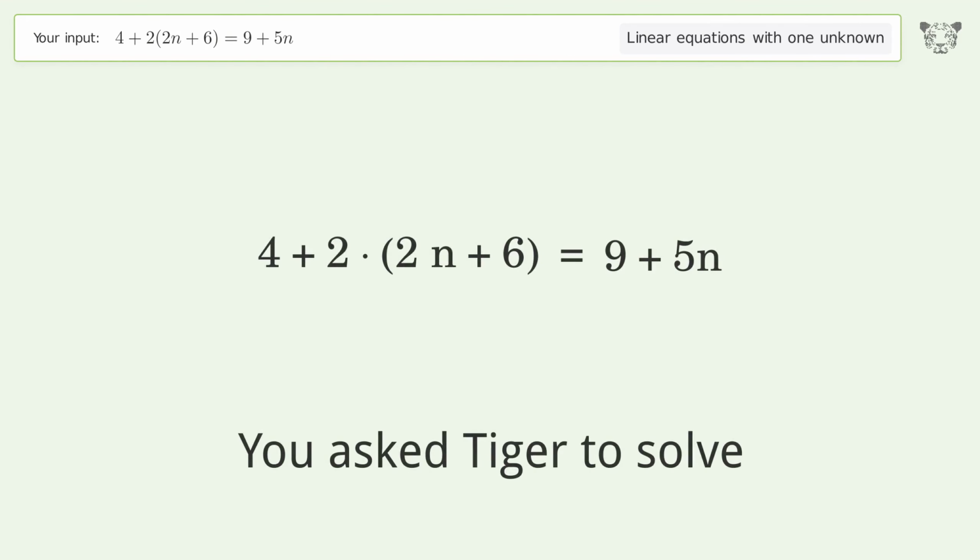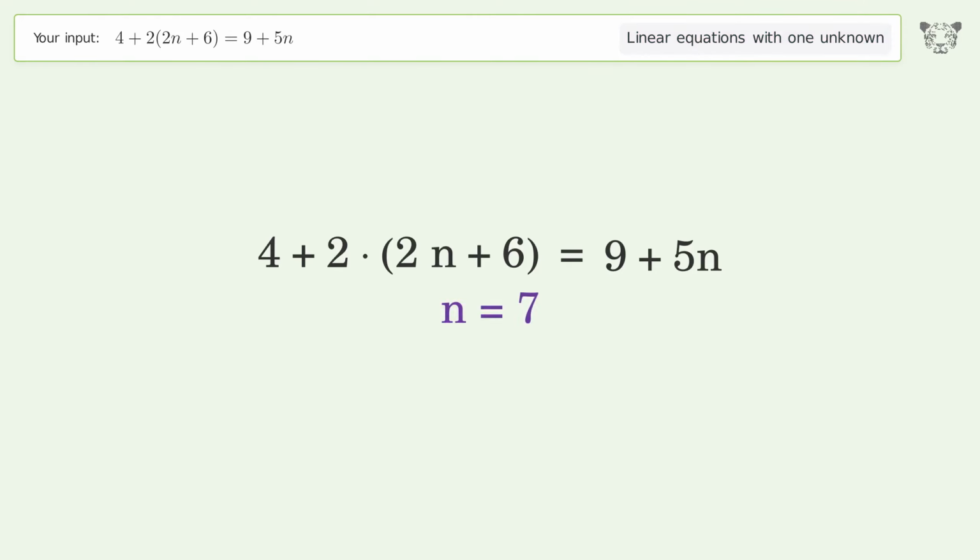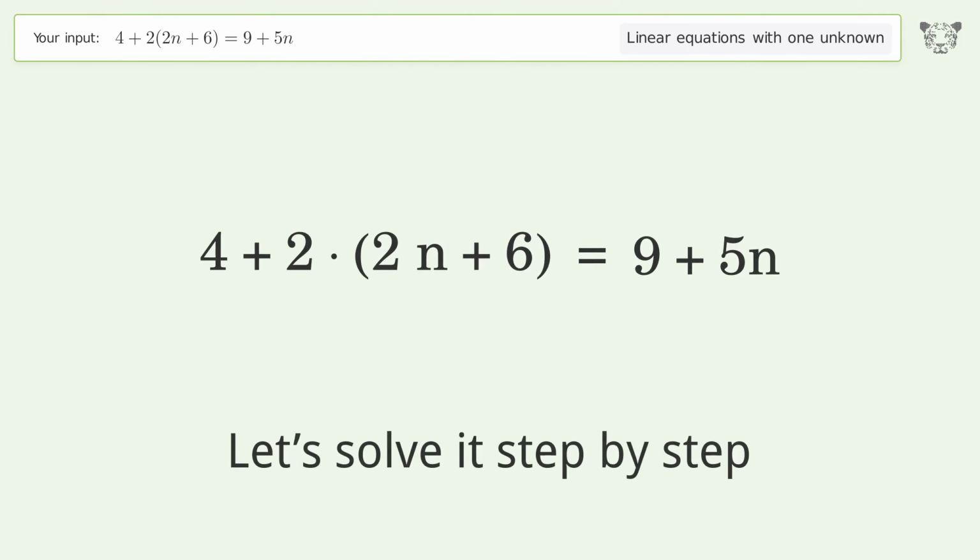You ask Tiger to solve. This deals with linear equations with one unknown. The final result is n equals 7. Let's solve it step by step.